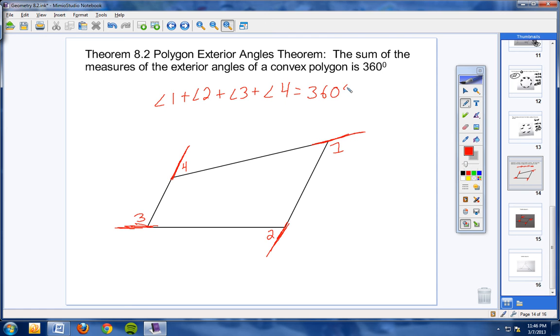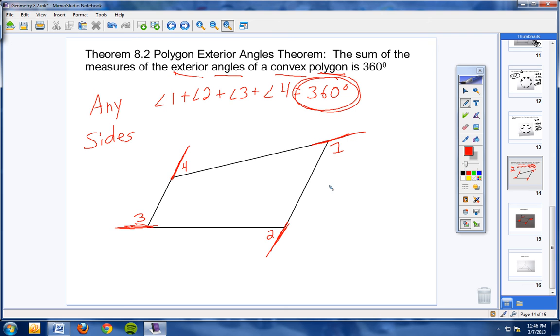Oh, Mr. Earhart, so you're saying when it's four sides? No. Are you ready for this? I'm saying when it's any amount of sides, it doesn't matter. I don't care if the convex polygon has 3 sides, 4 sides, 5 sides, 6 sides, 7 sides, it doesn't matter. The exterior angles, when you add all of them up, will always equal 360. It doesn't change. Isn't that cool? So the exterior angles of a convex polygon always equal 360.